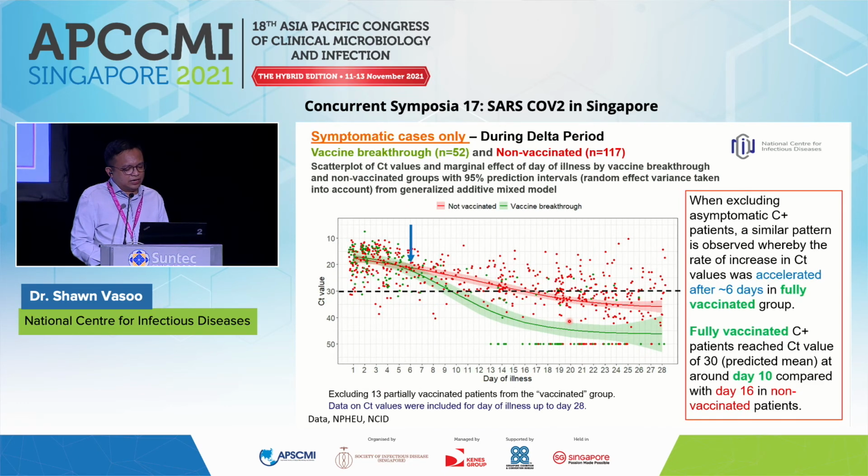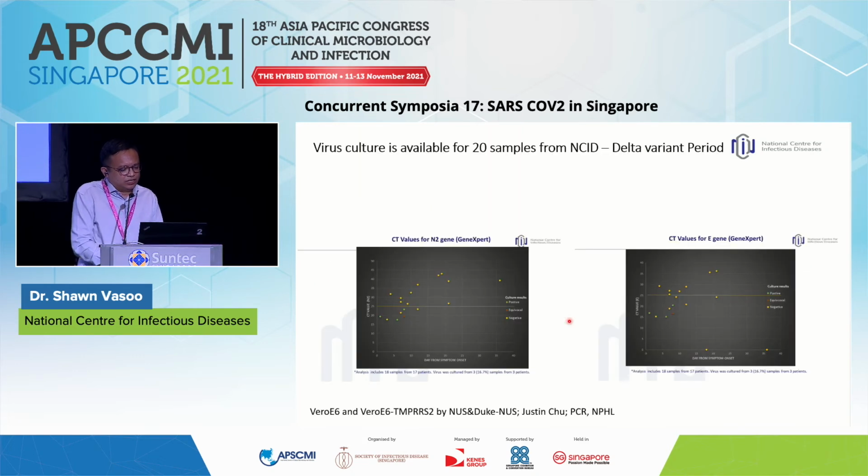And this again is broken down for the symptomatic cases, about day 10 versus day 16. So quite similar whether you're asymptomatic or not during the Delta period. And then we tried to culture a subset of about 20 samples during the Delta variant period at NCID.